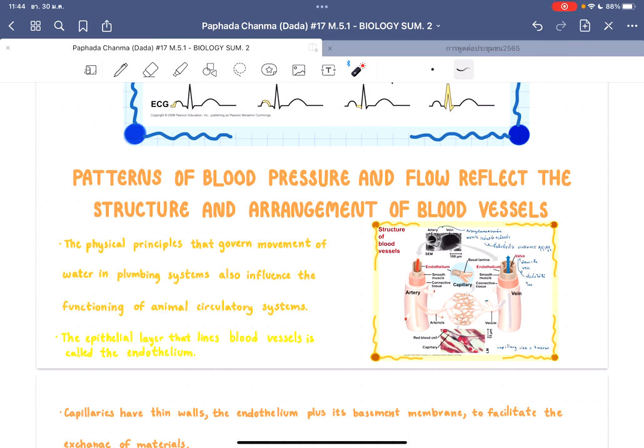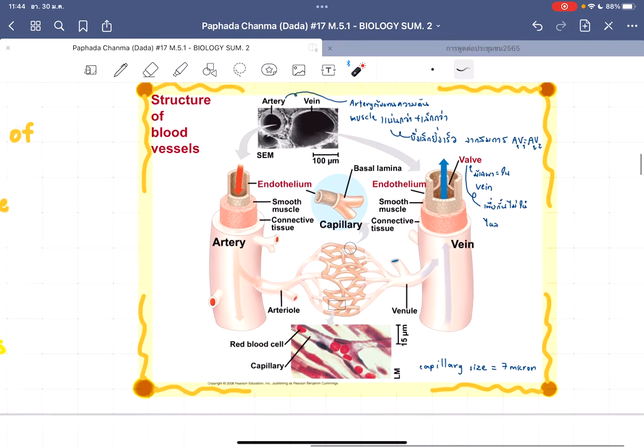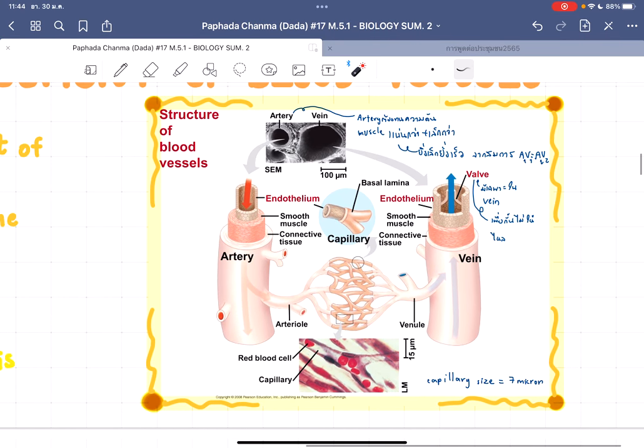The epithelial layer that lines blood vessels is called the endothelium. This is like the structure of blood vessels. So over here, I'll go into details with the arteries. Arteries need to handle the pressure, because the muscle is more dense, and it is like guarding it.